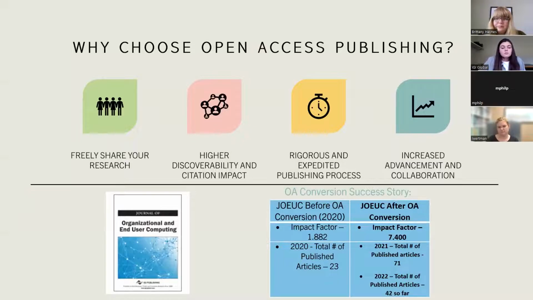And additionally, one of our most successful journal conversions, the Journal of Organizational and End User Computing, or JOEUC, has seen its impact factor more than triple since converting to open access a little more than a year and a half ago at the beginning of 2021, while also bringing in more than 1,000 citations with that 7.4 impact factor. The number of submissions as well as published articles has also dramatically increased. With 42 published articles so far in 2022, JOEUC is already set to publish more than it did in 2021 and almost quadruple what it did in 2020 when it was publishing as a standard journal.